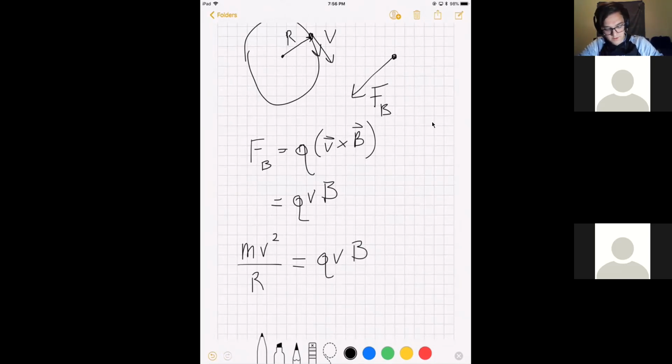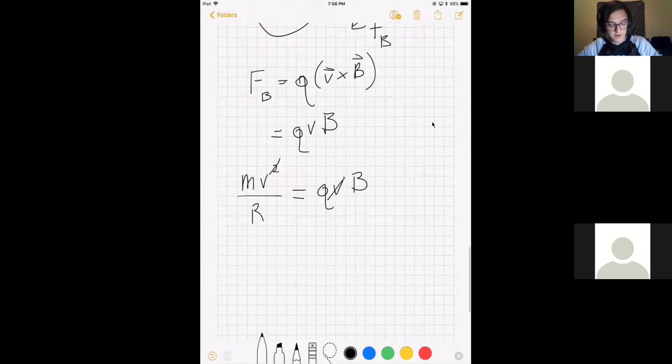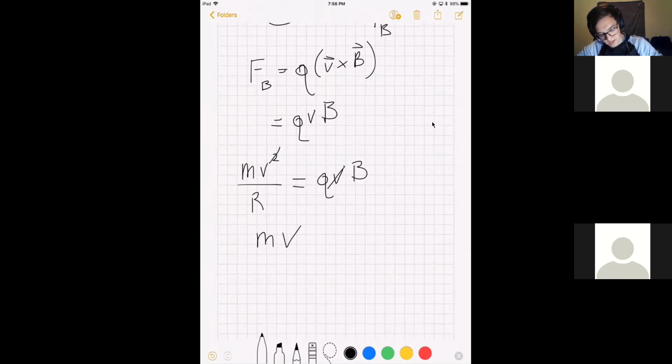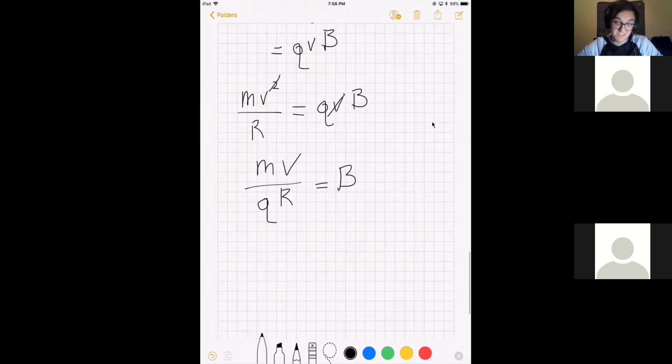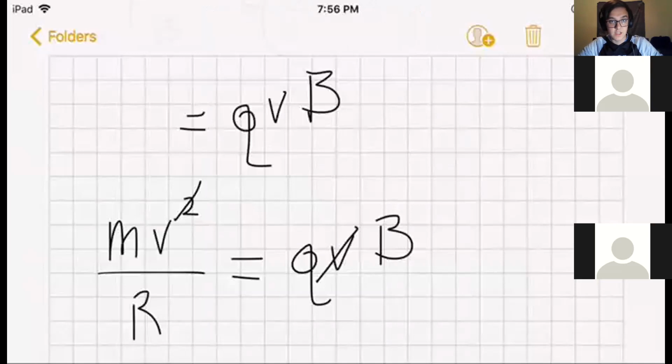All right, so we can do a bit of algebra. You see v cancels out from both sides. We're looking for B, so we're going to divide over q to the other side. So m times v divided by q times radius. Hey, we have momentum up top. That's just a neat trivia fact. You get momentum up top when you do that. That's cool. Nothing special there. So now all we've got to do is figure out what v is, because we know what everything else is. They tell us about the radius of the circle. Actually, they don't. But it ends up canceling out, interestingly enough.